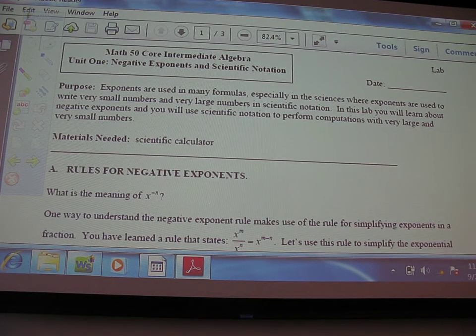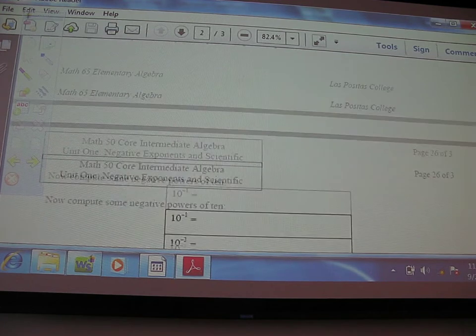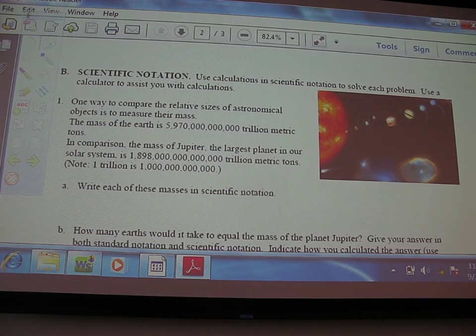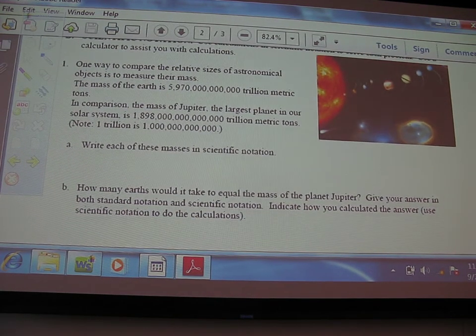Okay, so we're going to cruise on down. We finished that, we finished that, we finished this. We finished 1A.